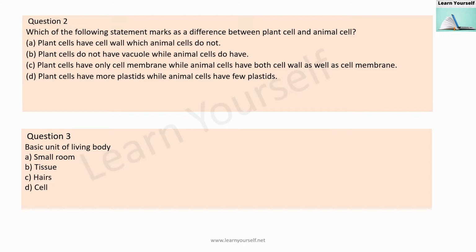Option A, plant cells have a cell wall which animal cells do not. So option A is correct. Now let us check all the other three options as well. Plant cells do not have vacuoles while animal cells do have. No, plant cells have vacuoles. Option C, plant cells have only a cell membrane while animal cells have both a cell wall as well as a cell membrane. This is also wrong. Plant cells have more plastids while animal cells have few plastids. So this option is also wrong. So the correct option is option A, where plant cells have a cell wall whereas animal cells do not.